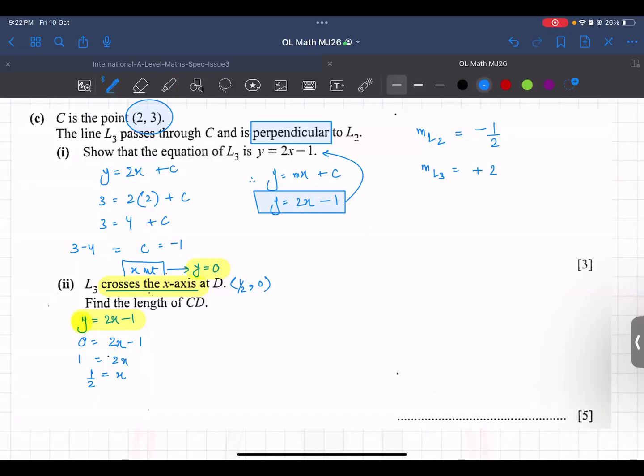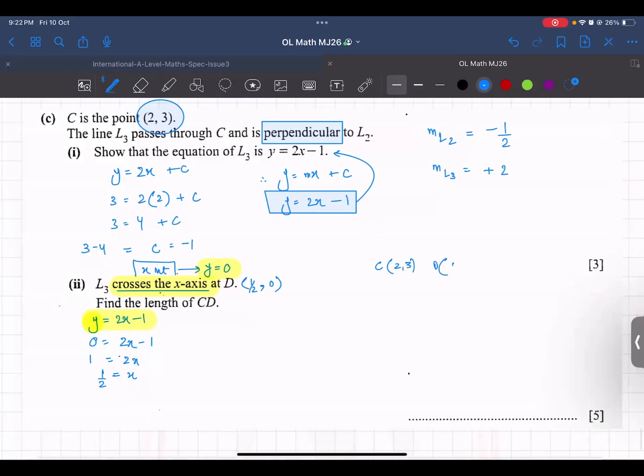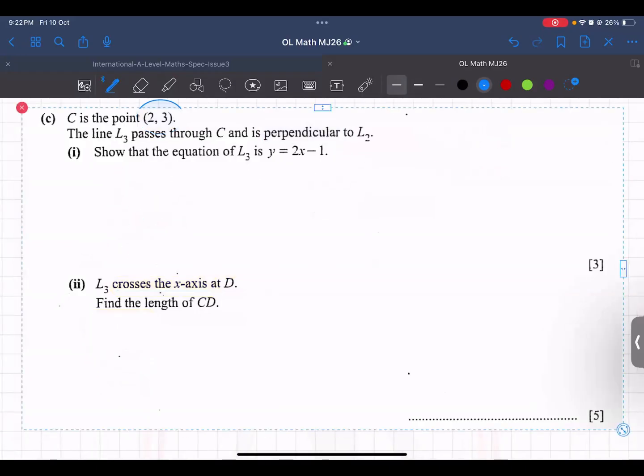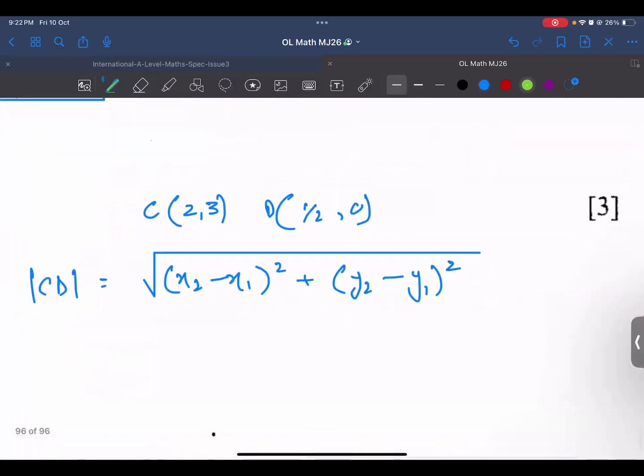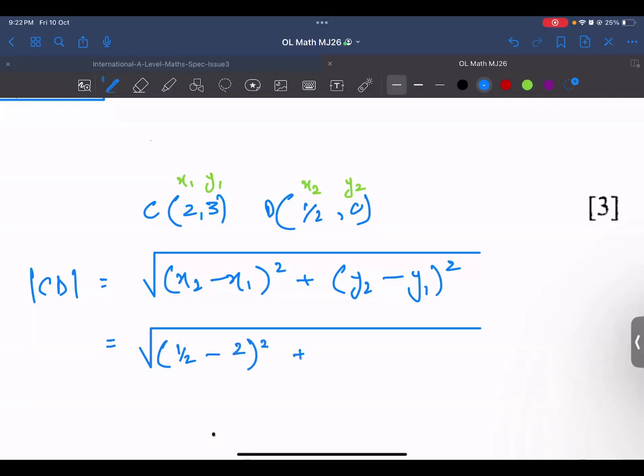And then they're asking you to find the length of CD. So you have the C, you have the D. And you know the distance formula between any 2 points. You have done this, which is the square root of x2 minus x1 whole square plus y2 minus y1 whole square. So you can call any one of them x1, y1, x2, y2. And then just input the values over here. So x2 is half minus x1 is 2 whole square plus y2 is 0 minus y1 is 3 whole square.